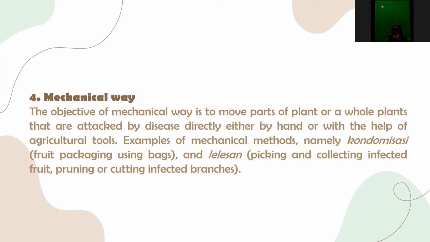Number 4, mechanical way. The objective of the mechanical way is to remove parts of plants or avoid plants that are affected by disease directly, either by hand or with the help of agricultural tools. Examples of mechanical methods are fruit packaging using bags, picking and collecting infected fruit, and pruning or cutting infected branches.